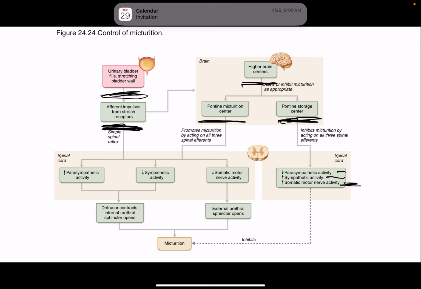Okay? But if it is convenient for you to go, or if you've built up so much pressure that you've got to go, you're going to have an increase in parasympathetic activity and a decrease in sympathetic, and that's going to cause your internal urethral sphincter to open. But then it's going to count on you to relax your skeletal muscle to allow your external urethral sphincter to open and allow you to urinate, or micturate. So the biggest thing is to know which nervous systems are controlling what, and how, and the difference between your internal and external sphincters.